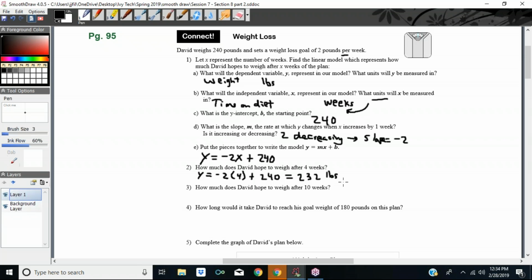Okay. Now, after 10 weeks, so let's do this without writing it down. Let's just talk about it for a second. 10 weeks, if he's losing 2 pounds per week and he does this for 10 weeks, how much weight did he lose? He lost 20 pounds. That's right. So if he started at 240 and he lost 20, where does he end up? 220. Let's check. So we have -2 times 10 weeks plus 240, and it is -20 plus 240, so 220 pounds.